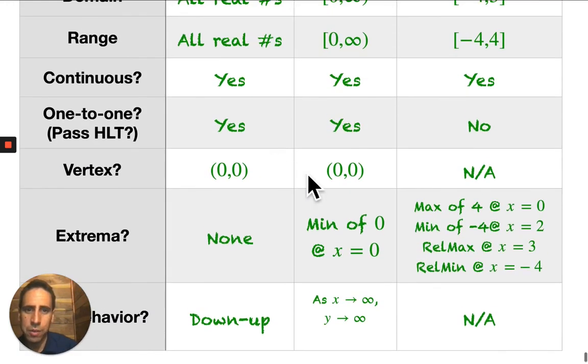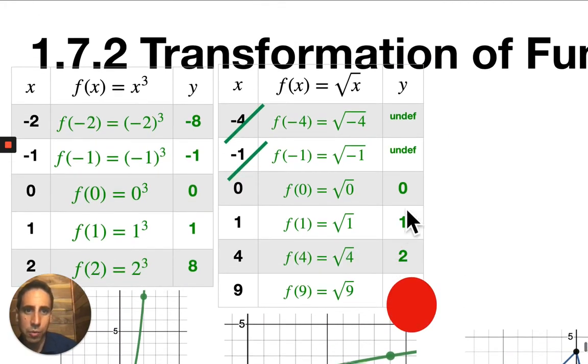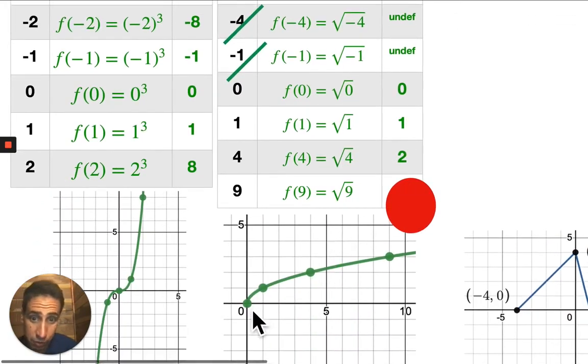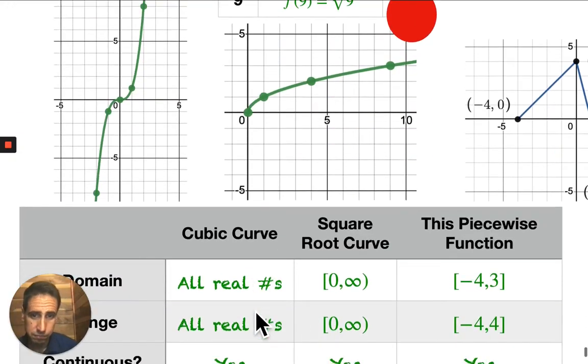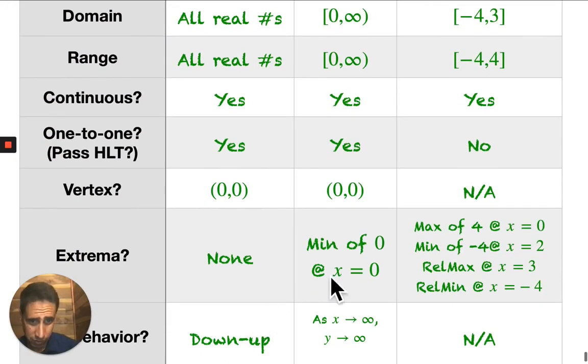What are the extrema? Well, it does have a minimum value of 0. That's the lowest y value on the table. It's the lowest point. The y value of the lowest point on the graph is 0. And where is it? It's when x is equal to 0.